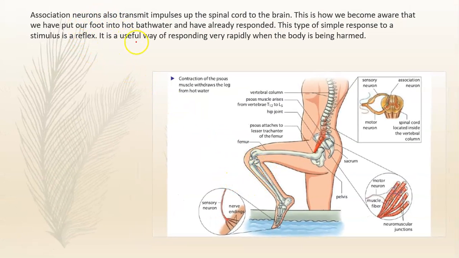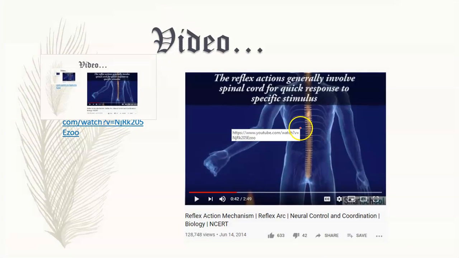Association neurons also transmit impulses up the spinal cord to the brain. This is how we become aware that we have put our foot into hot bath water and we have already responded. This type of simple response to a stimulus is a reflex. It is a useful way of responding very rapidly when the body is being harmed. This is a very rapid reflex response. So here is the video. Let's watch the video together.